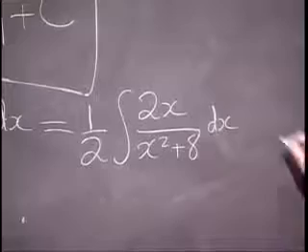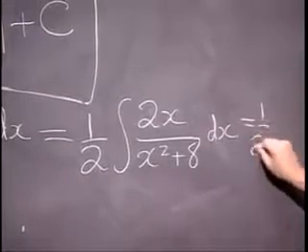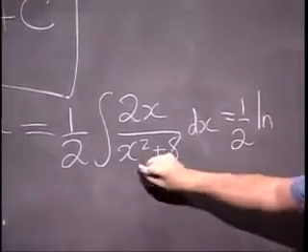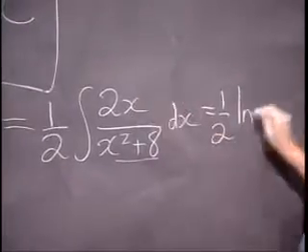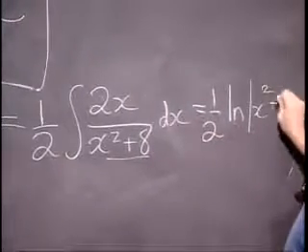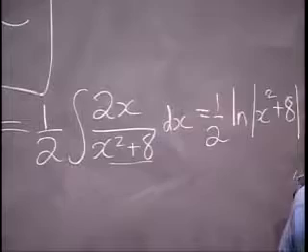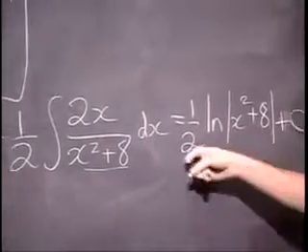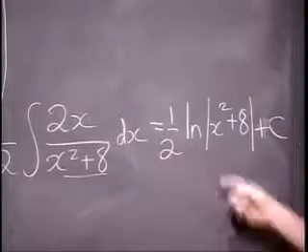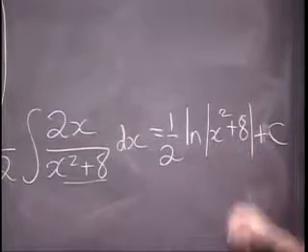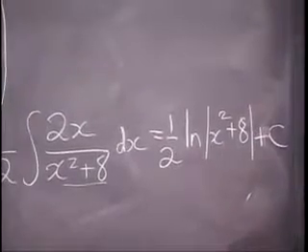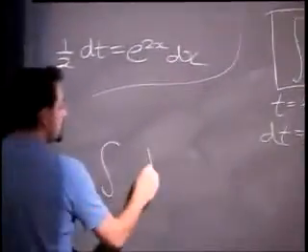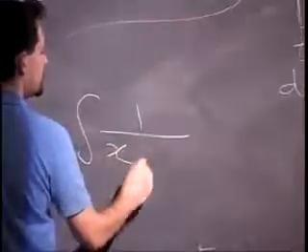Why do I do this? Because now I can just write down the answer. I notice the derivative of the bottom is the top, so it's just log of the absolute value of the bottom. The only difficult thing is that I need that 1/2 there. Actually, I don't even need the absolute values since x squared plus 8 is always positive, but it doesn't hurt to have them. Here's another very brief example. How would you do 1 over x log x?